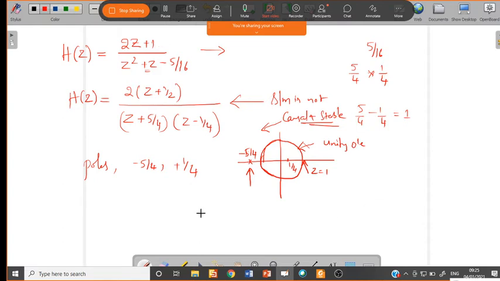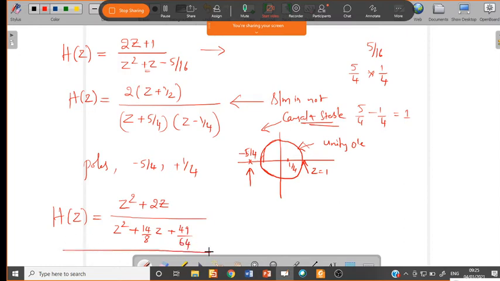Okay, so now take one more problem and try to get the answer. H of z is given by z square plus 2z divided by z square plus 14 by 8 z plus 49 by 64. So now this is H of z which is given, and try to get the answer.